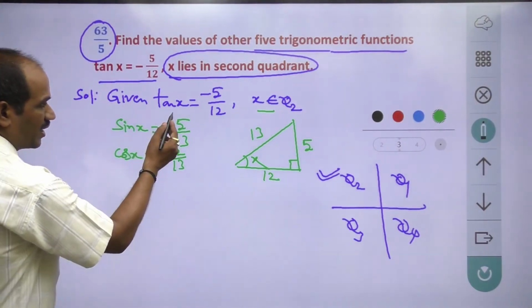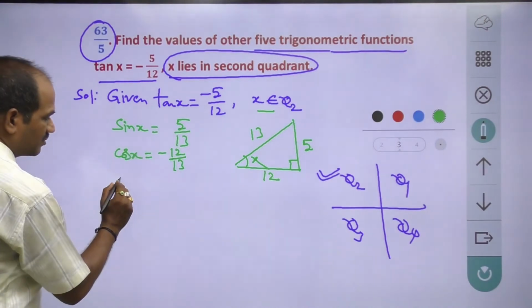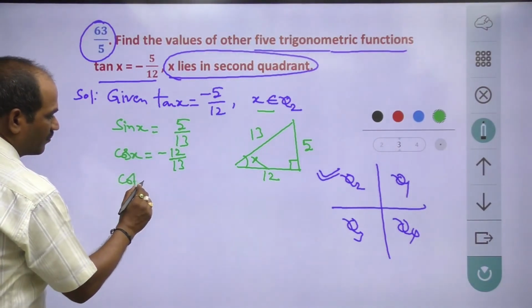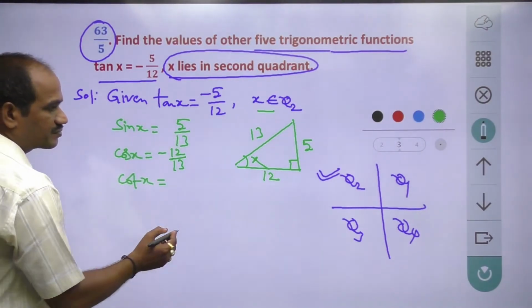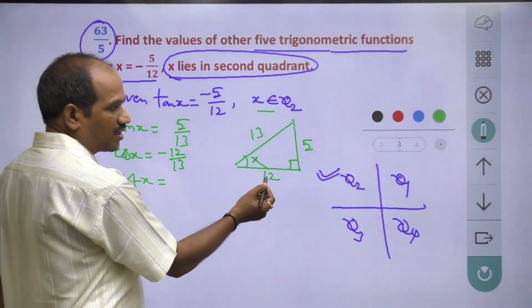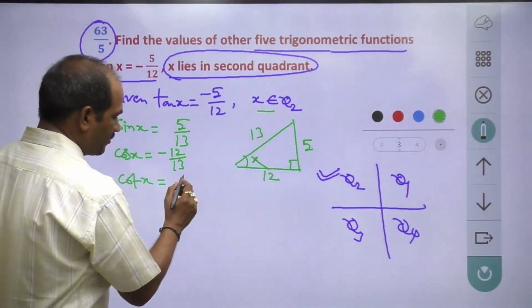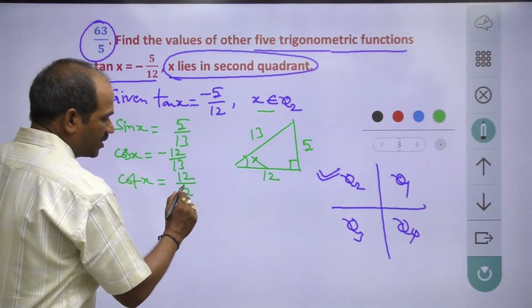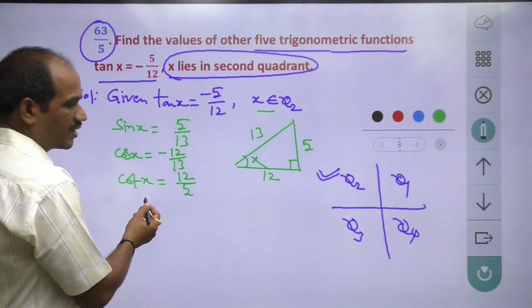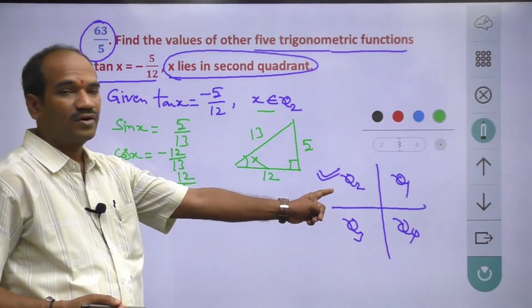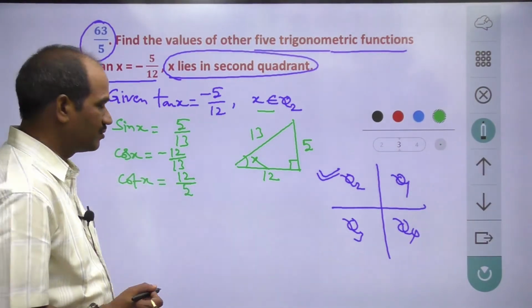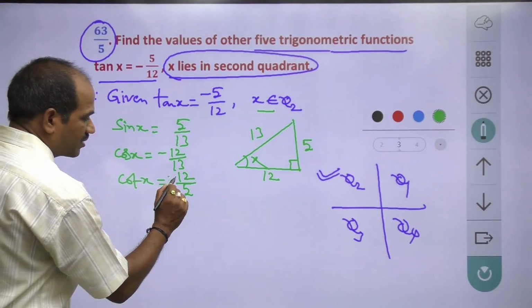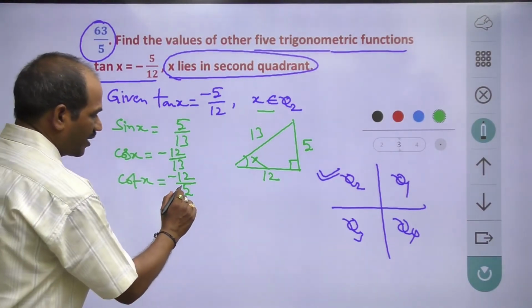Next, tan x is already given. Next, cot x. Here cot of x is equal to adjacent side by opposite side. Adjacent side value is 12, so that is 12 by opposite side 5. In the second quadrant, cot x is a negative value, so we take minus 12 by 5.